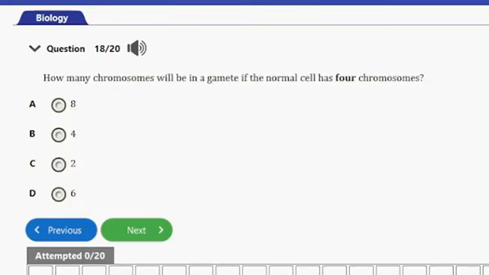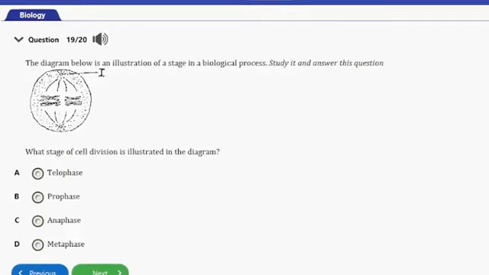Question number 18 here. It says, how many chromosomes will be in a gamete if the normal cell is 4 chromosomes? So guys, again, the answer to this question will just be half the number of chromosomes in the normal or somatic cell. So guys, obviously, since the normal cell has 4 chromosomes, the number of chromosomes in the gamete cell will be 2. That's option C here.